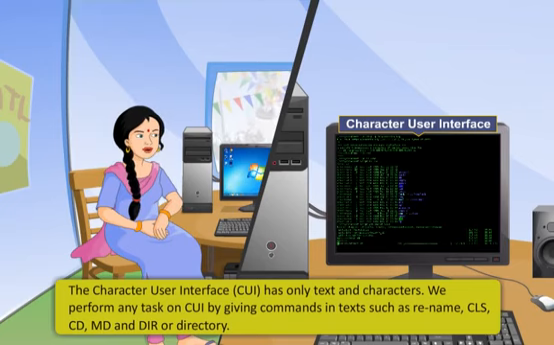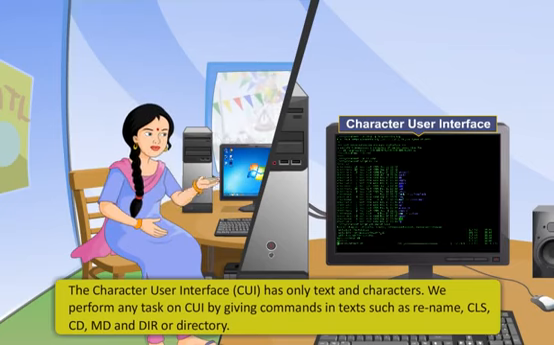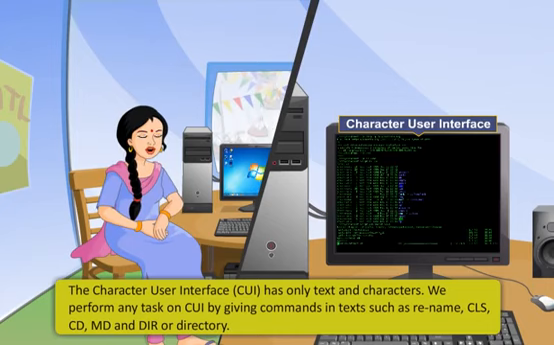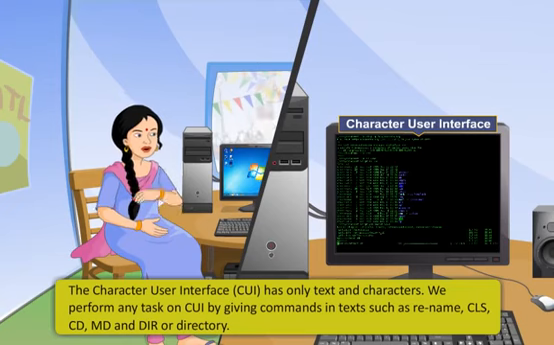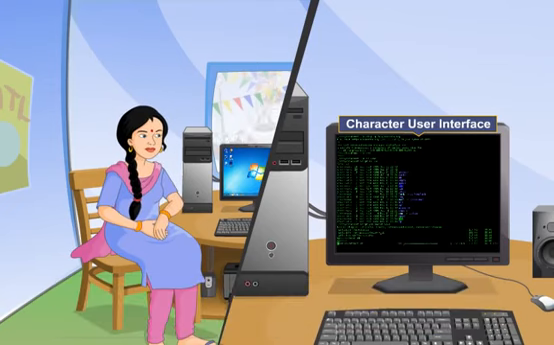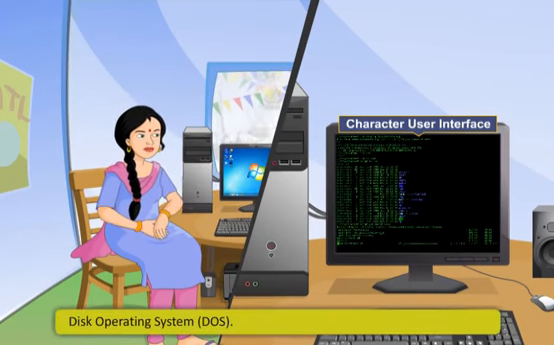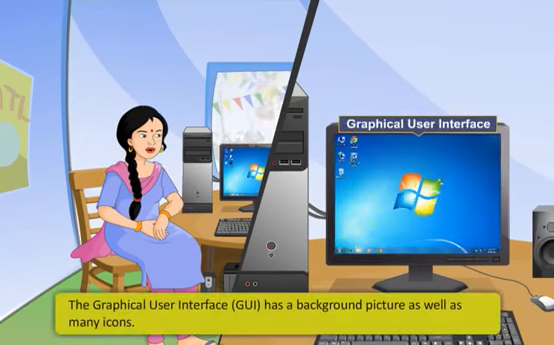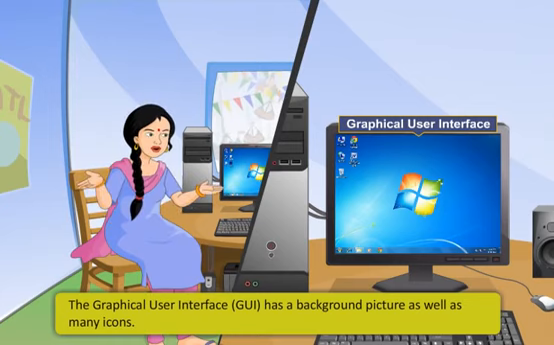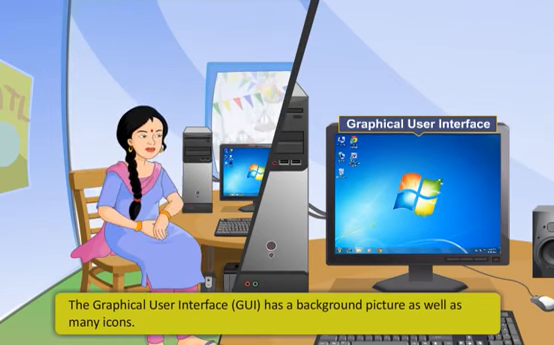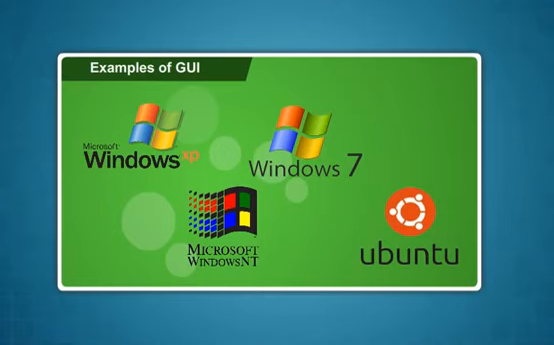We can perform tasks on CUI by giving commands in text such as rename, CLS, CD, MD and dir or directory. An example of CUI is the disk operating system. A graphical user interface has a background picture as well as many icons. Examples of GUI are Windows XP, Windows NT, Windows 7 and Ubuntu.